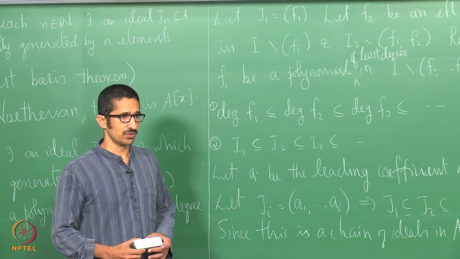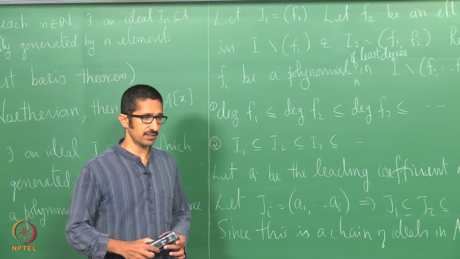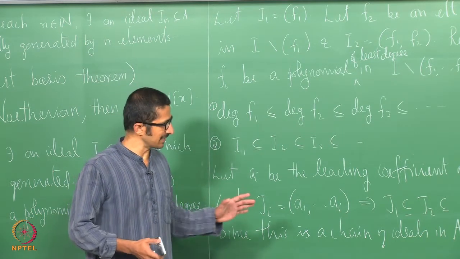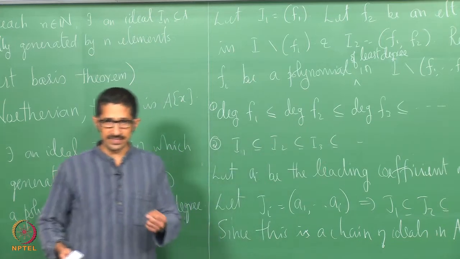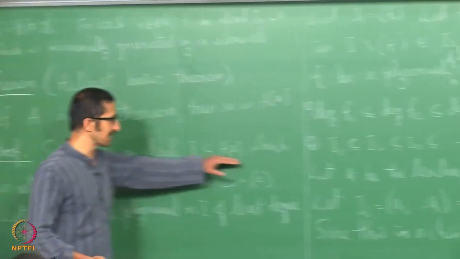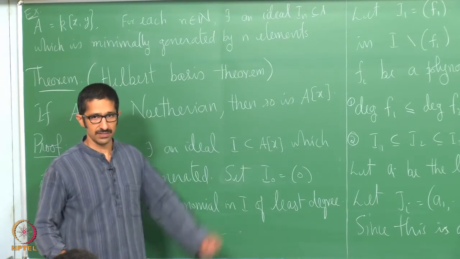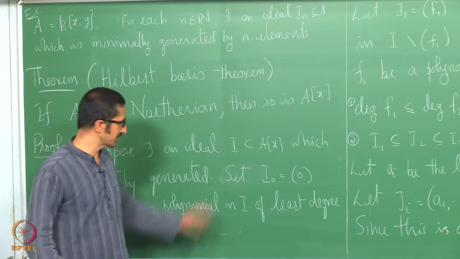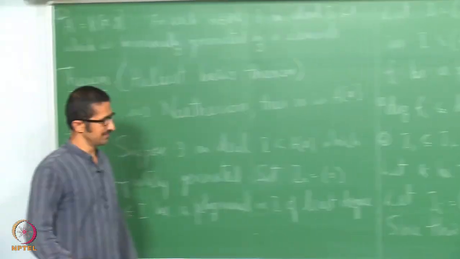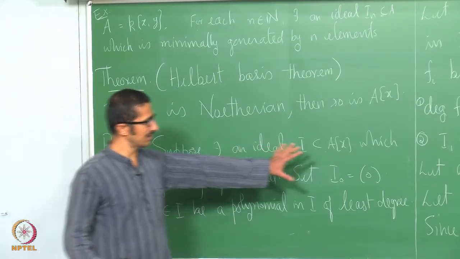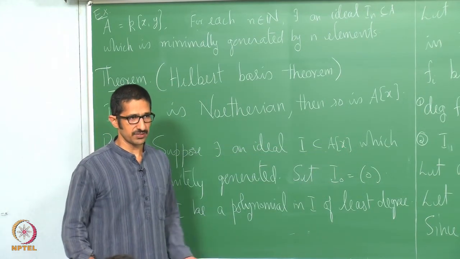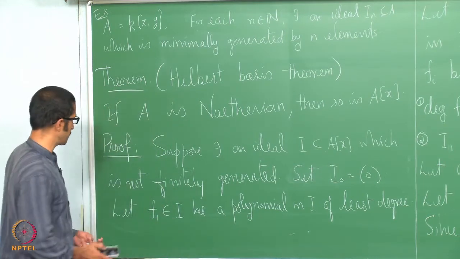So do go through the proof and try to understand that. That is slightly lengthier, but it is a constructive proof. It gives a concrete generating set for a given ideal in A[x]. So that is also a nice proof. The techniques are similar, but it is slightly more lengthy and a constructive proof. So do go through that proof as well.